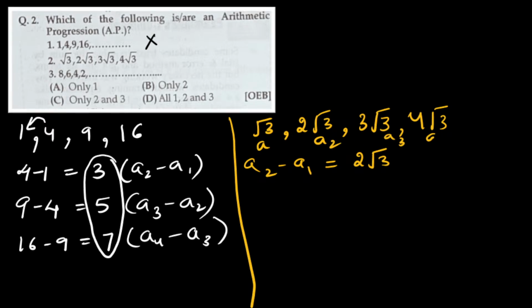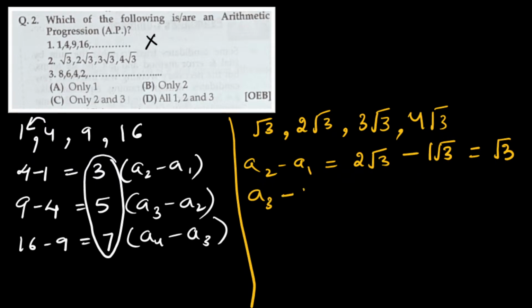This is third term a3. Fourth term a4. This is how we write. So a2 minus a1 when I'm doing, a2's value is 2 root 3 minus root 3. Root 3 means 1 root 3. So 2 root 3 minus 1 root 3 is root 3, because you have to subtract the numbers. The root number as it is you will write.